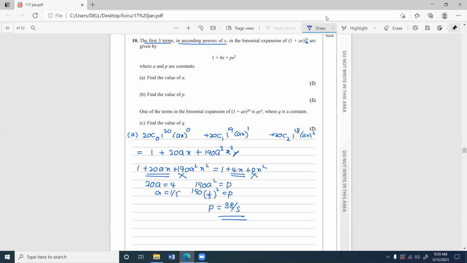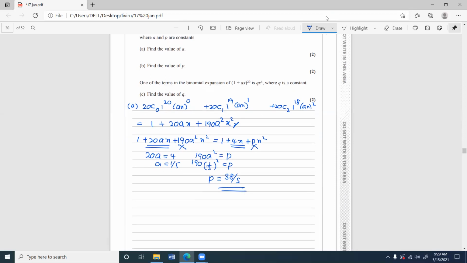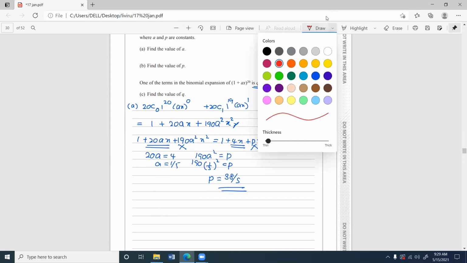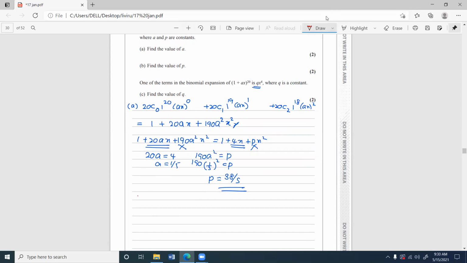Right. Then one of the terms in the binomial expansion of this one is qx to the power 4, where q is a constant. Find the value for q. In this case, what you need to do is, they are referring to the power 4 term. Here we have only up to power 2, so we need to write 2 more terms further. So it ends up with 20C2, then I write 20C3, 20C4, that is for part C. Then you can write 1 to the power 17, ax to the power 3, 1 to the power 16, ax to the power 4. We need this term today.